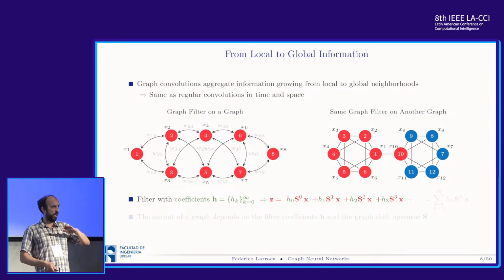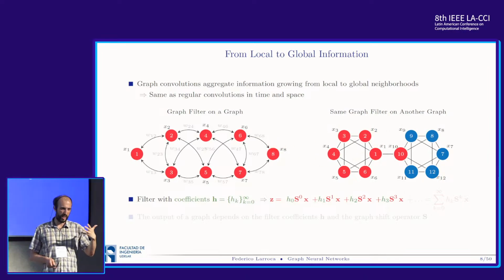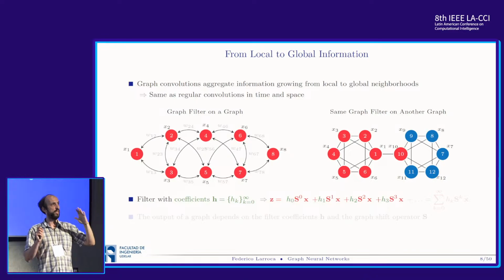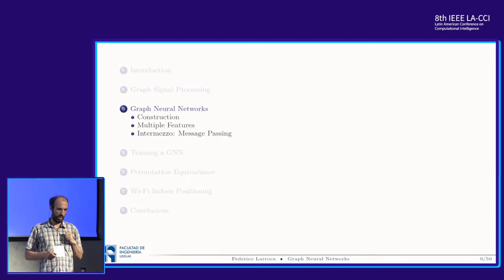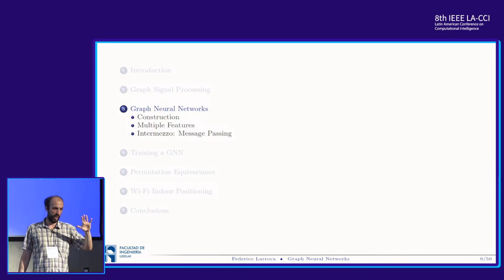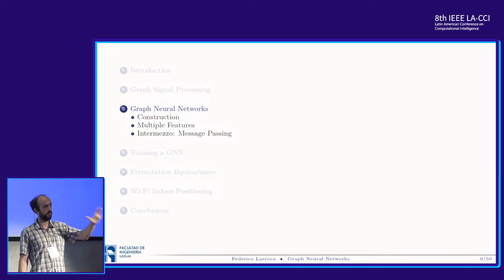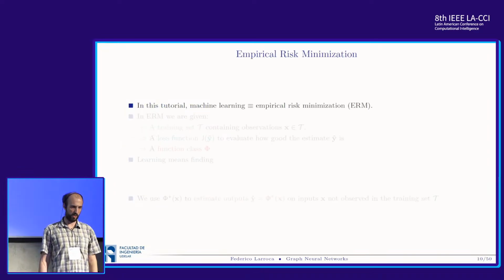So what I would like to highlight here is that once we've defined the filter, we may use it on different graphs without problem, but we have to be very careful about what happens when we change from one graph to the other. So that's convolutional graphs. Now we're going to define GNNs based on this.